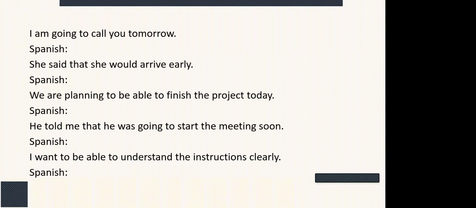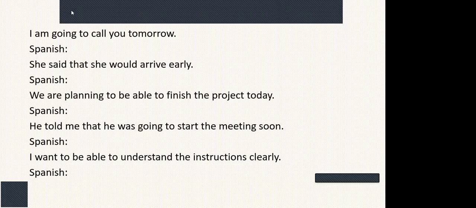Ella dijo que llegaría temprano. Okay. Dijo que llegaría. It's quite similar. Both. Thank you. Tercero, planeamos terminar el proyecto hoy. Okay.